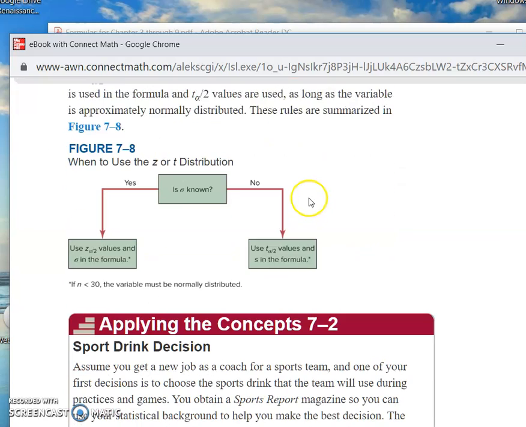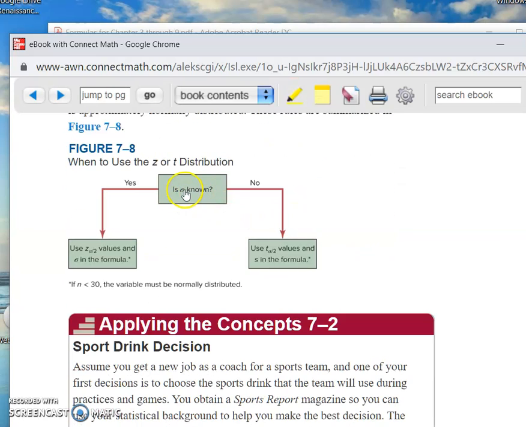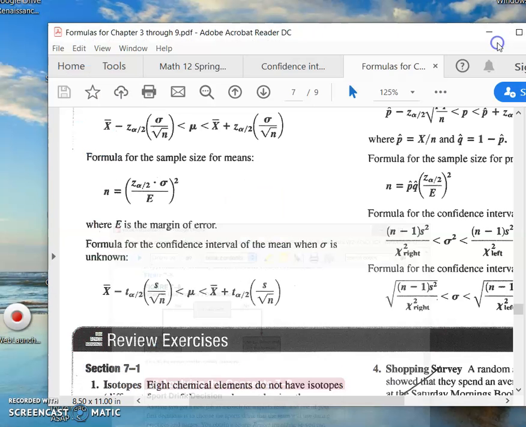Okay, so here's the summary of the rules. Do you know sigma or do you not know sigma? If you know sigma, here's the rule. Okay, use the Z values. If you don't know sigma, we're going to use the T coefficients and we're going to use S. But if it's a small sample size, you're stuck. If it's a small sample size, the variable must be normally distributed. If it's not, you really can't use these tests. We have to find something else to do, or you say, hey, I need more data. There's nothing wrong with that. Okay, so let me get back to the problem that I was working on.